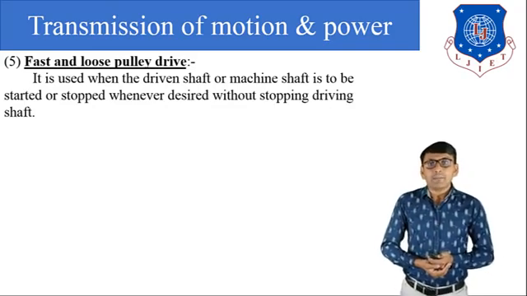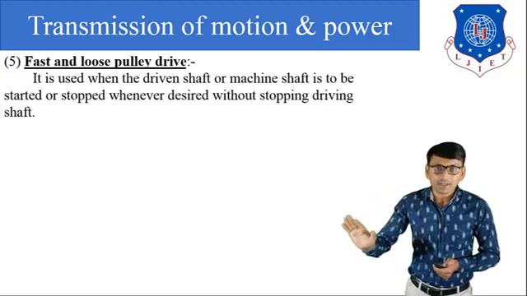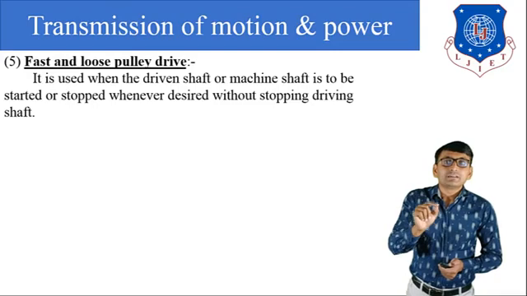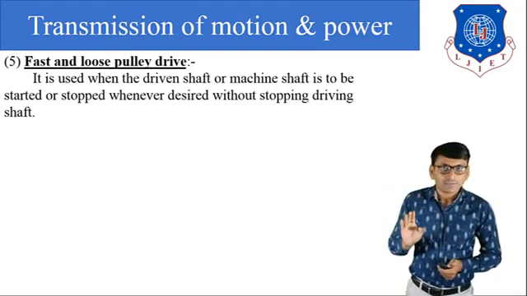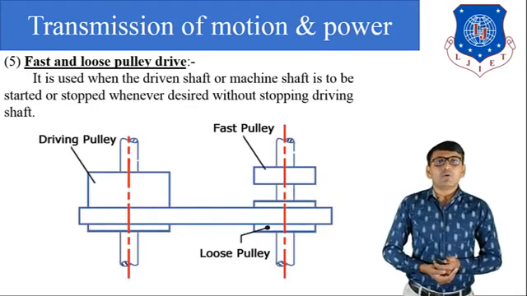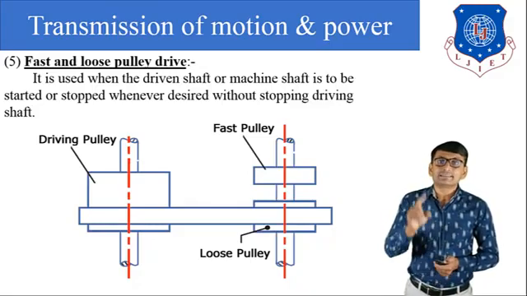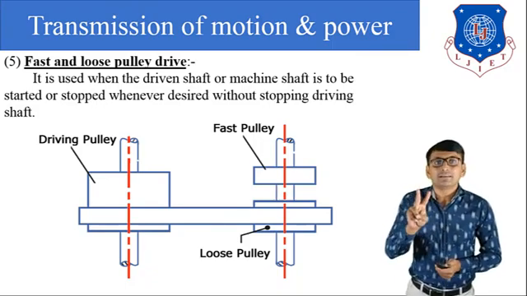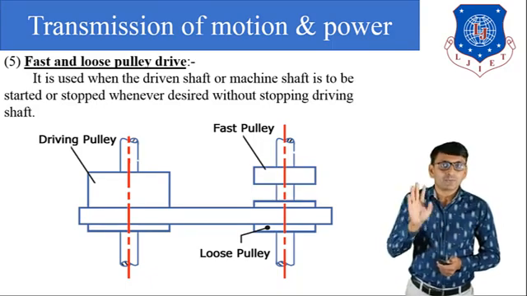So in this belt drive, the driving shaft rotates continuously, but the driven shaft starts or stops whenever required. This is the diagram of a fast and loose pulley drive. In this diagram, the driving pulley is made in a single part and the driven pulley is made in two parts: first the loose pulley and second the fast pulley.